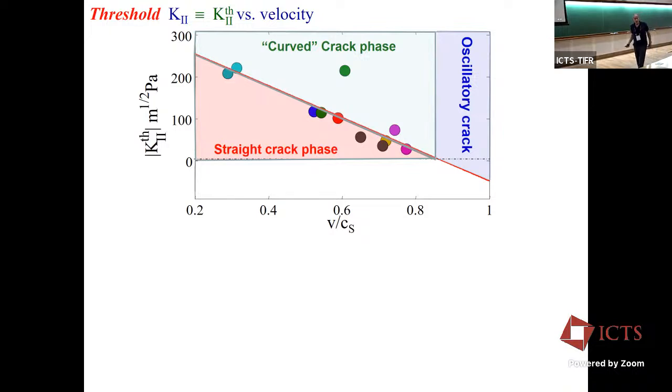Now remember, the oscillatory instability, the theory that was derived, is a response to an infinitesimal K2 perturbation. Okay, so right over here, we need an infinitesimal perturbation to cause the crack to do something, in this case, to bifurcate to microbranches. And over here, all of these need a finite perturbation to do it.